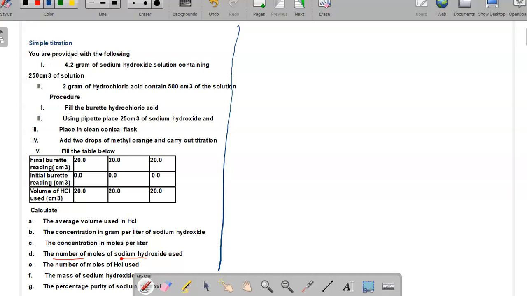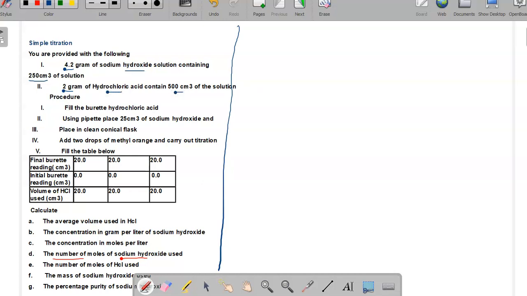Example, we have this question: you are provided with 4.2 gram of sodium hydroxide solution containing 250 centimeter cubic of volume of this solution. We have also 2 gram of hydrochloric acid containing 500 centimeter cubic of this solution.